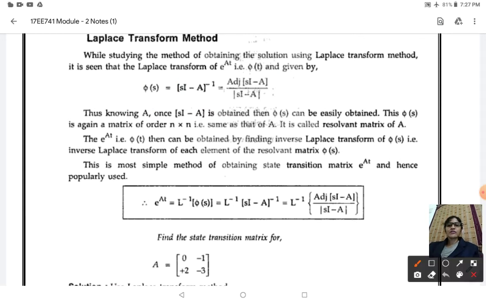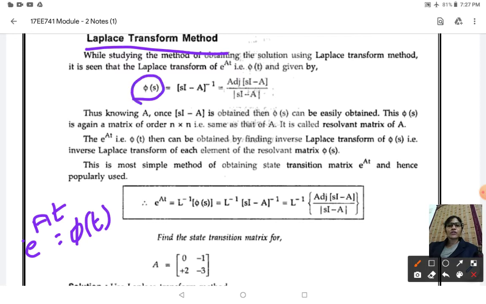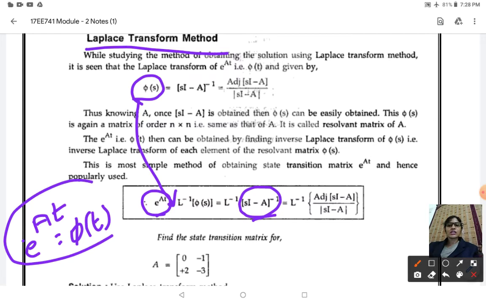Now when you write this, this is the Laplace transformation method. You need to identify your state transition matrix, that is e to the power of At, which is equal to phi of t. When you take a Laplace inverse for this phi of s, you can obtain your state transition matrix e power At. So Laplace inverse of phi of s is equal to Laplace inverse of (sI minus A) inverse. So after identifying this (sI minus A) inverse, you can apply a Laplace inverse to obtain your state transition matrix.